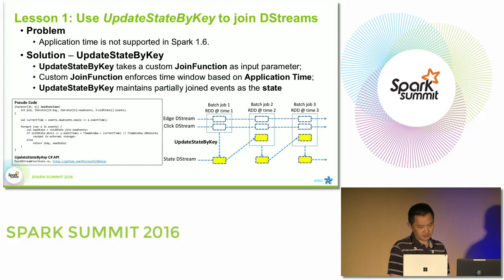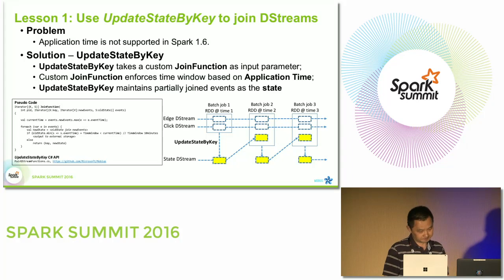So we decided to use the updateStateByKey API instead. Although it is also system time based, it allows us to plug in a user defined join function, in which we can enforce the time window based on application time. Here's a graph, a brief look at how it works.